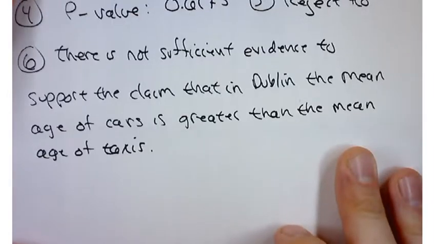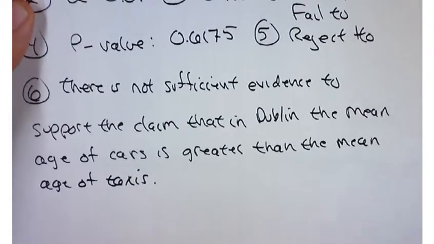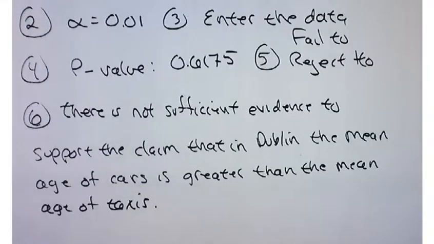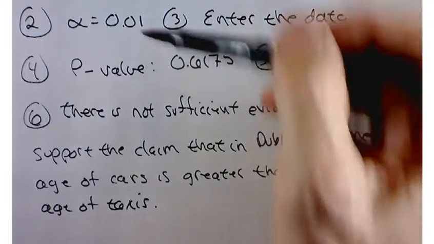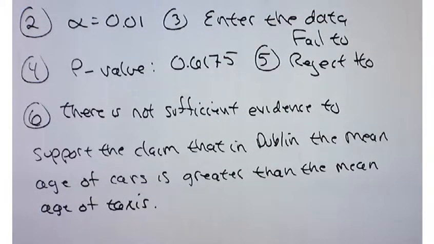Nice. Now, were we close to rejecting? I mean, if we got a little bit different data, do you think we'd be rejecting? Nah, we're far away from rejecting. So it didn't really matter what we chose here for alpha, 0.01 or 0.05. We weren't even close.